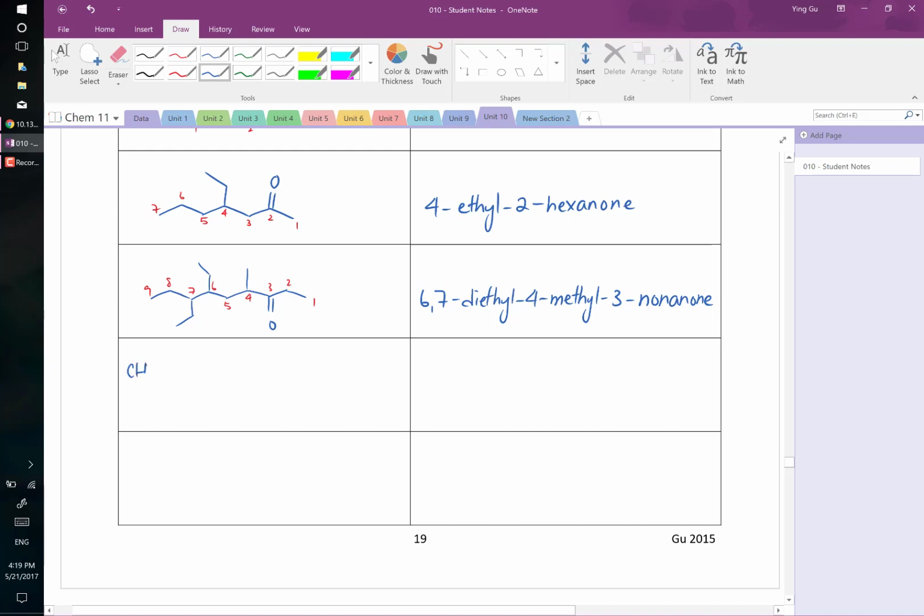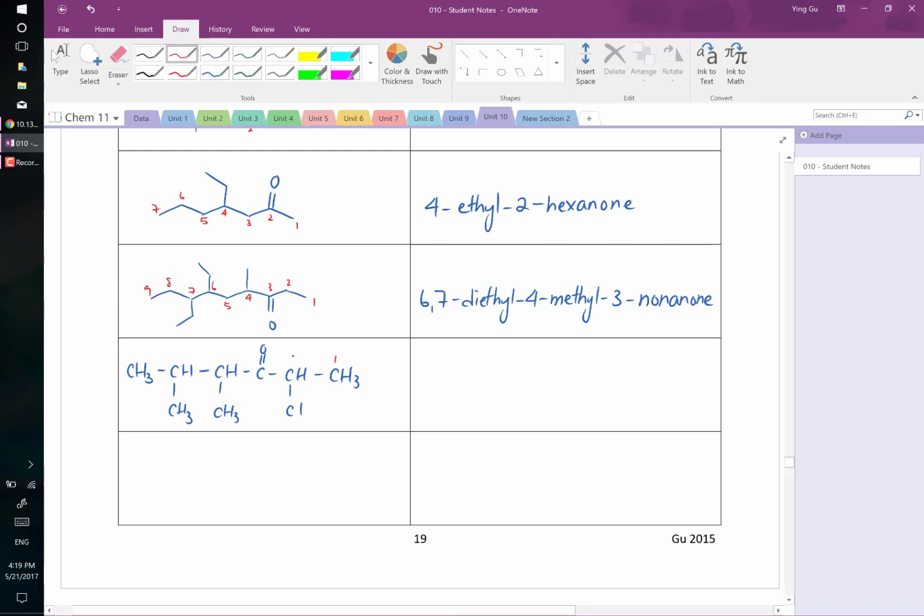Next, let's put in a condensed structure just to remind you what condensed structures look like. You still have to know how to recognize them. Can you guess how many branches I'm going to put into this one? Every time you see a CH, that's an indication of a branch. If there wasn't a branch, it would be a CH2. Okay, here we go.